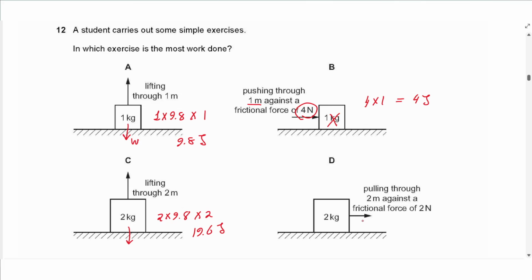And the final one, we have a force of 2 newtons and distance 2, so the force 2 multiplied by the distance is equal to 4 joules. So the greatest number here is C.